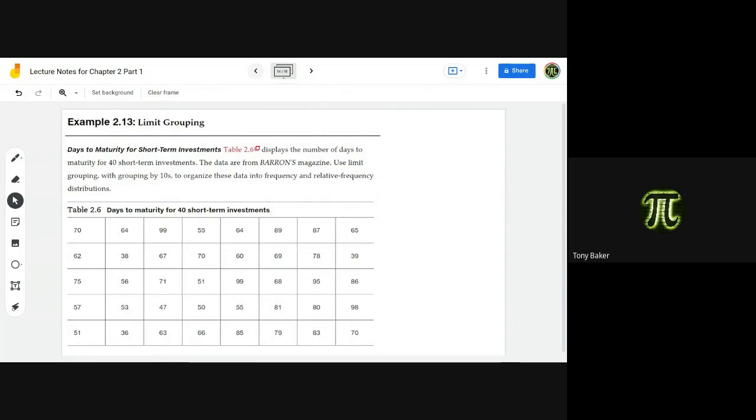So limit grouping is when we group them by a specific number of values. In this case, we're going to group them by tens. Okay. So if I'm going to group it by tens, what's the smallest number here? I see a 38, 36. I don't see any 20s, so 36 will be the lowest one. All right, so if we're going to group these by tens, yes.